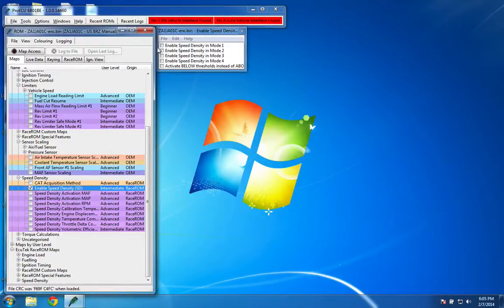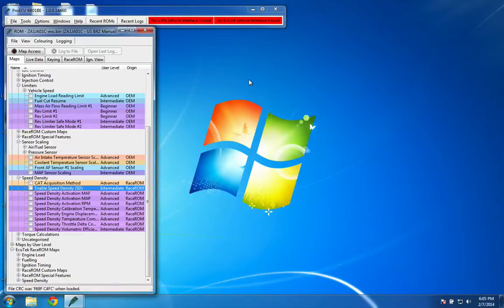To enable it, you can basically just pick which map modes you want it to be available in, and you can set whether you want it to activate below or above thresholds. And that's for when you're wanting to run a hybrid system. Now, the big advantage to a hybrid system is that you get to use the MAF on the low end where it's good, and speed density on the high end where it's good. So it definitely is the best of both worlds.